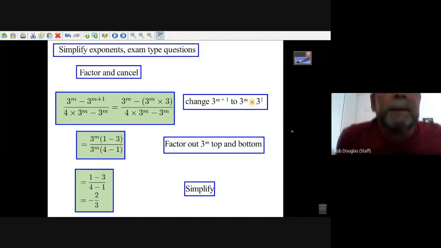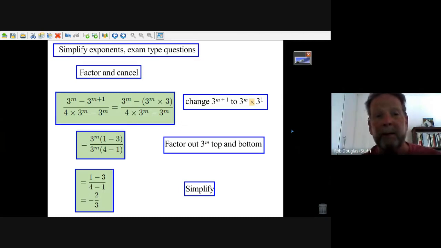Okay, now we're going to do some exam type questions with exponents. In the first question, we're going to do something where we have to factor, and then you get canceling happening, and then you can simplify it. Okay, let's look at this.